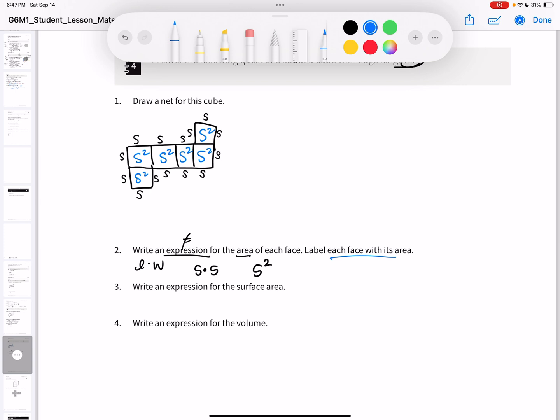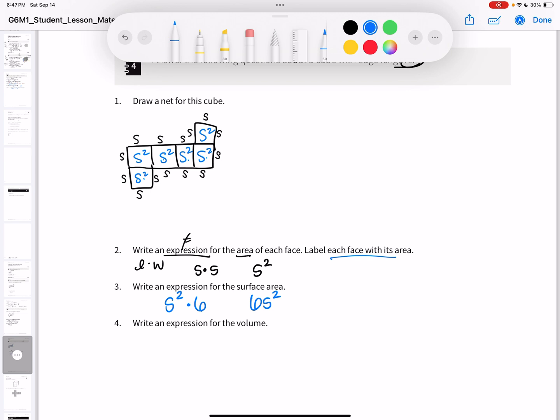Write an expression for the surface area. Well, how many times do we do this? S squared, 1, 2, 3, 4, 5, 6. So that would be S squared times 6. When we have a number and letters together, we normally write the number first. So this would be 6S squared.